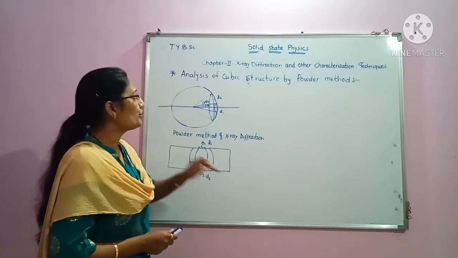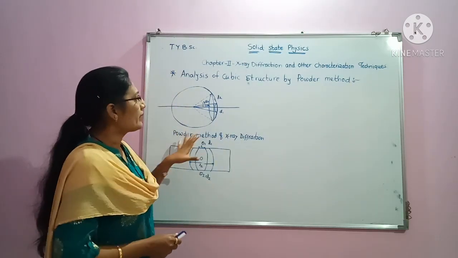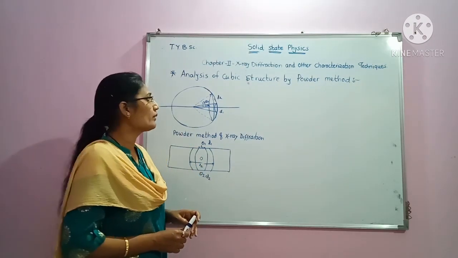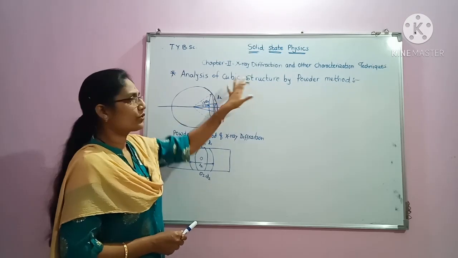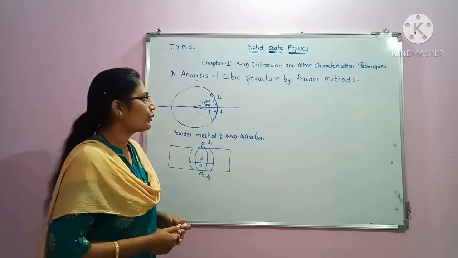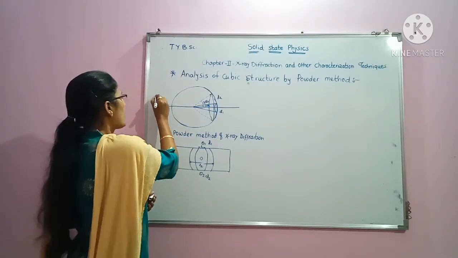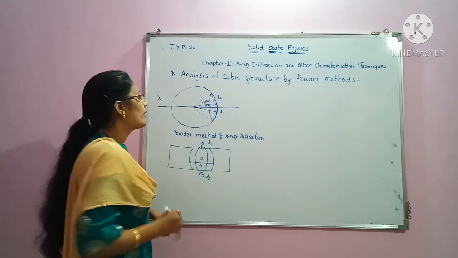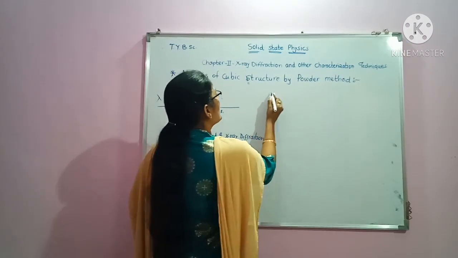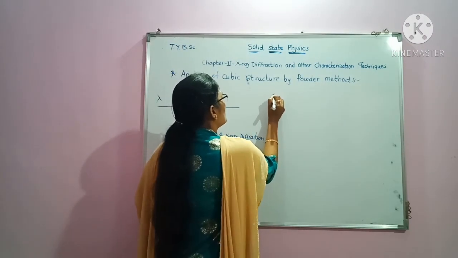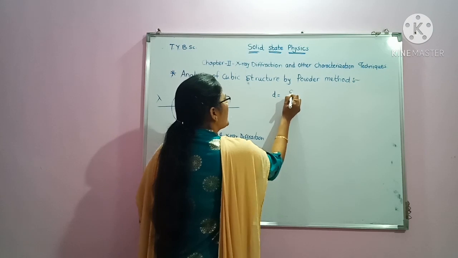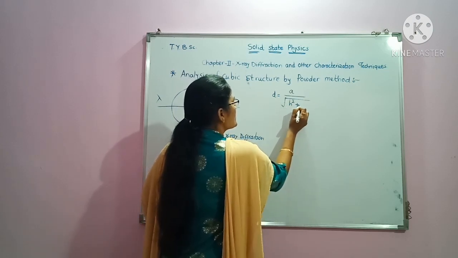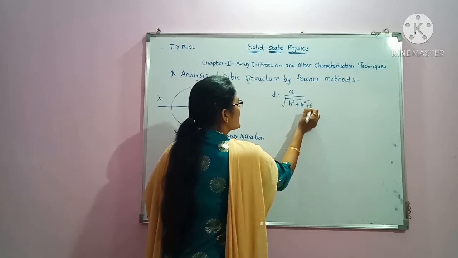Now we have to use the information that we have obtained with the help of the powder method, and analyze it for the cubic structure. We know that here we have used a monochromatic beam of X-ray, that is lambda. Then we know that d is equal to a upon square root of h square plus k square plus l square.